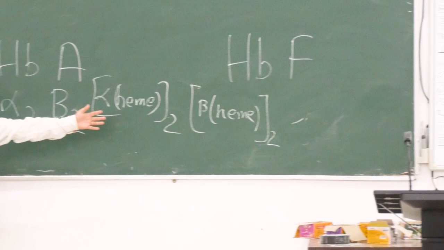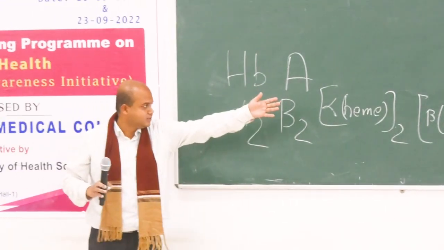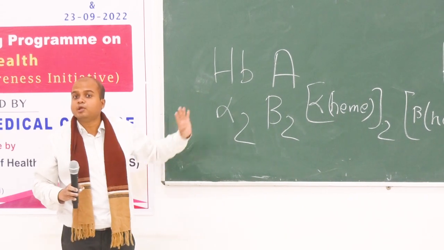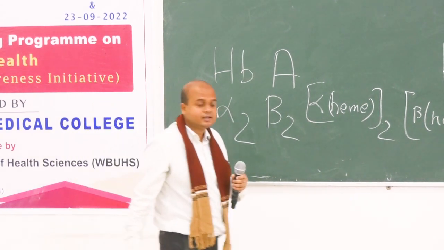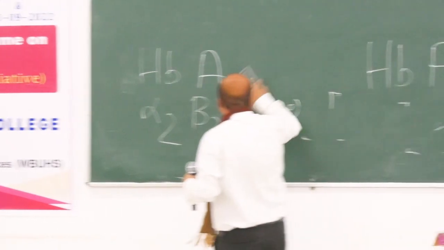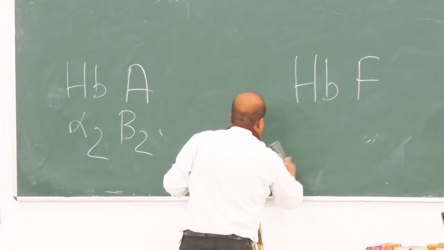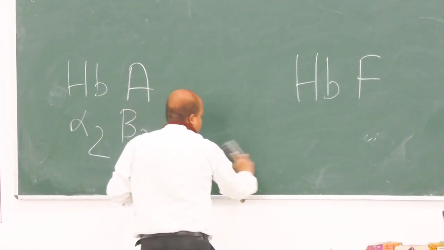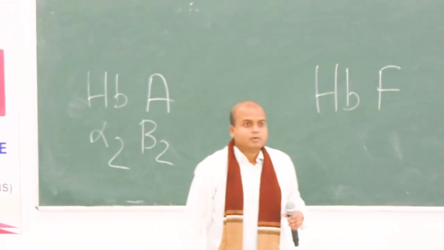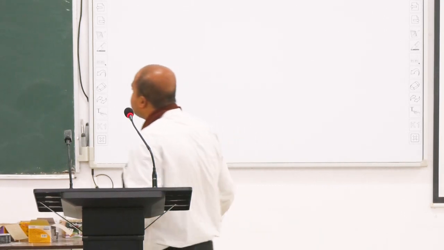Heme is common, meaning heme is obviously present, so we don't write it in a lengthy format, we write it as alpha 2 beta 2. So alpha 2 beta 2 hemoglobin is what is present in the adult, and fetal hemoglobin is alpha 2 gamma 2. So mainly it is alpha 2 beta 2, but fetal hemoglobin is alpha 2 gamma 2.